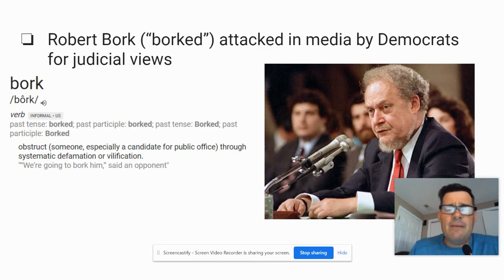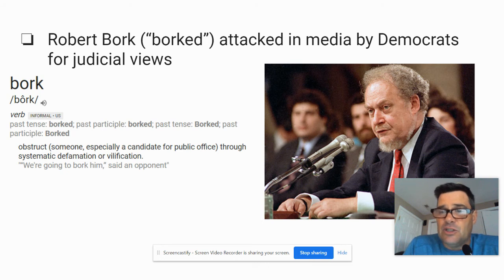All right. And let's talk about that controversy. There's an idea that's called Bork, to be borked. And that comes from Robert Bork. He was a Ronald Reagan appointee to the Supreme Court in 1987, and he was attacked in the media by Democrats for his judicial views.